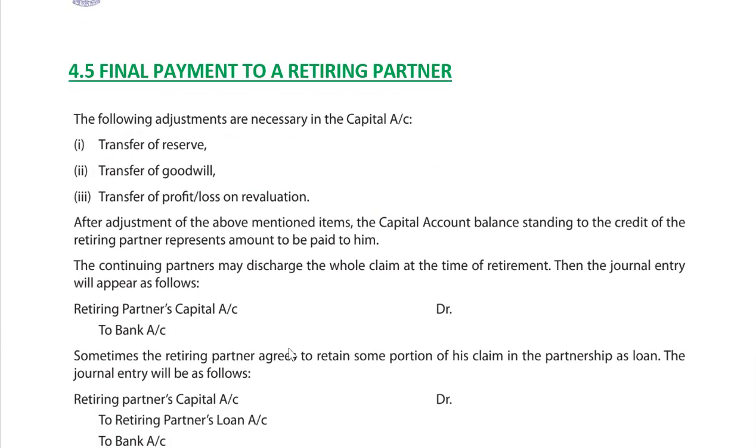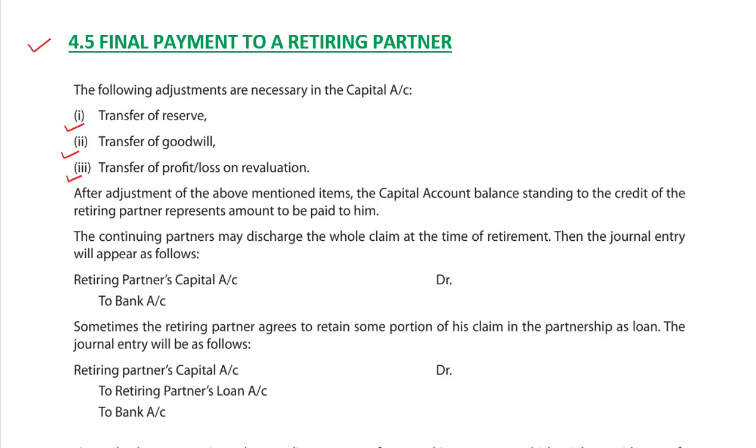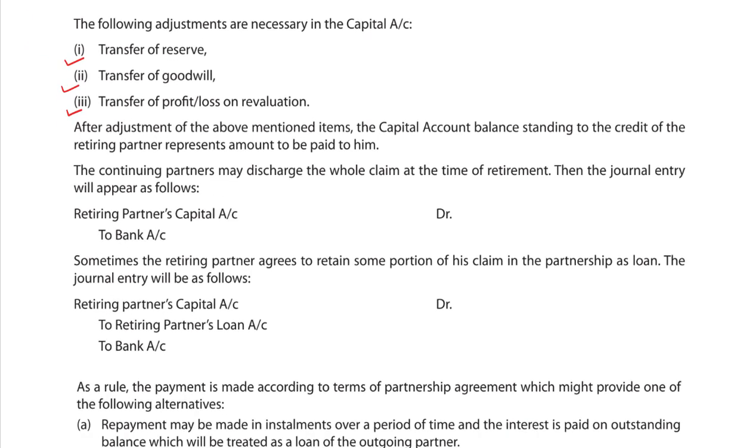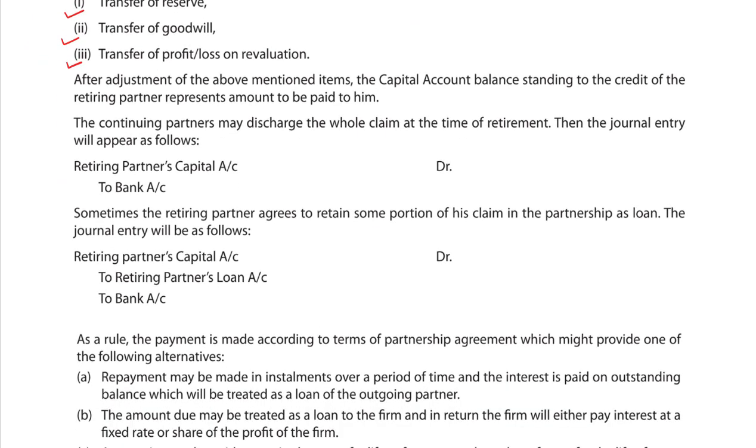Final payment to a retiring partner. The following adjustments are necessary in the capital accounts. First is transfer of reserve, next is transfer of goodwill, and then transfer of profit and loss on revaluation. After adjustment of the above mentioned items, the capital account balance standing to the credit of the retiring partner represents the amount to be paid to him.